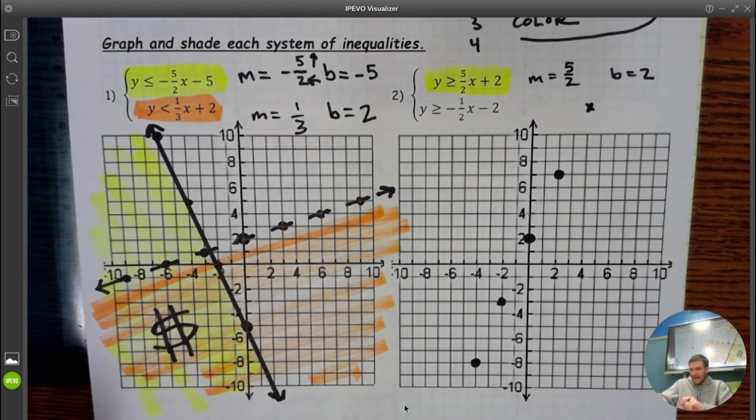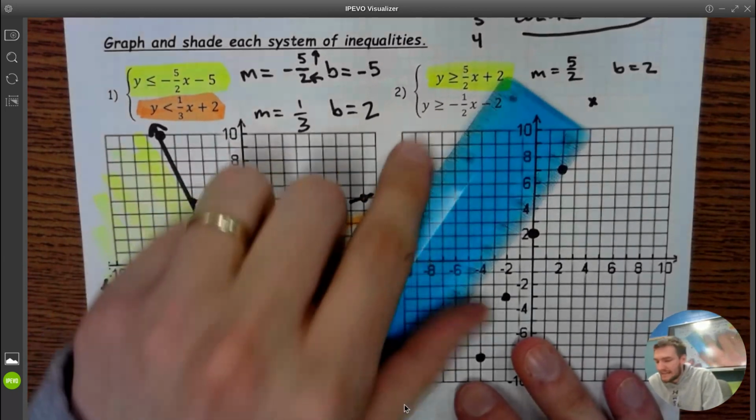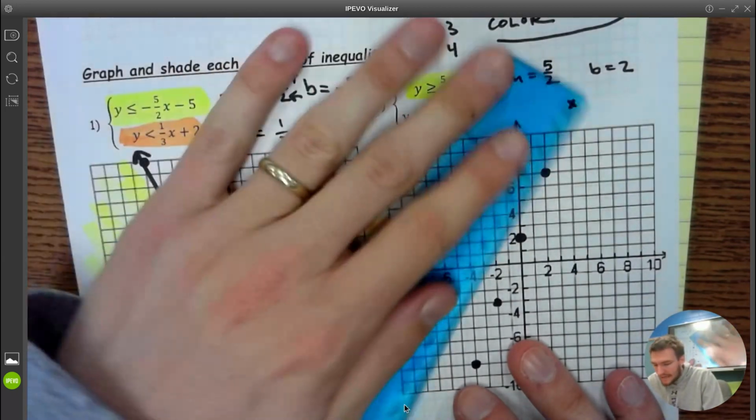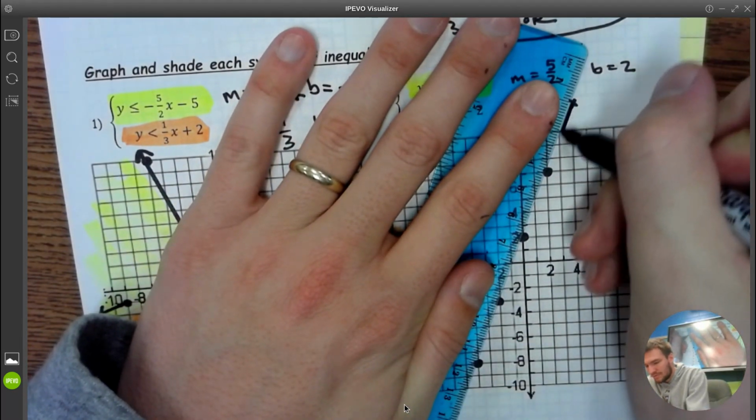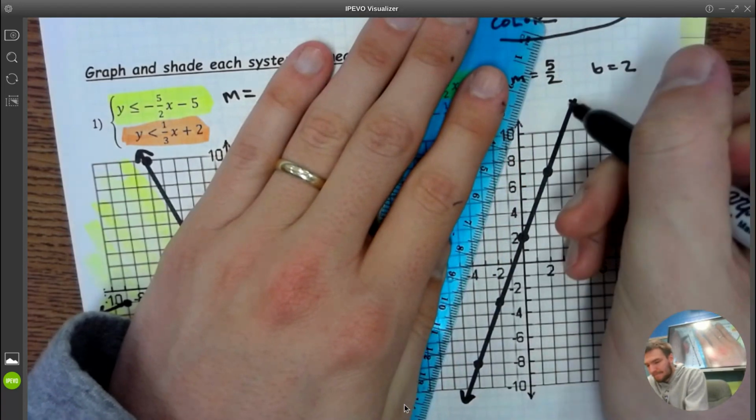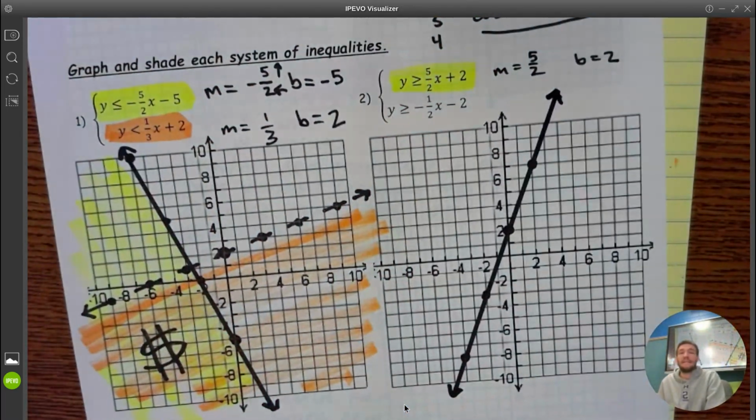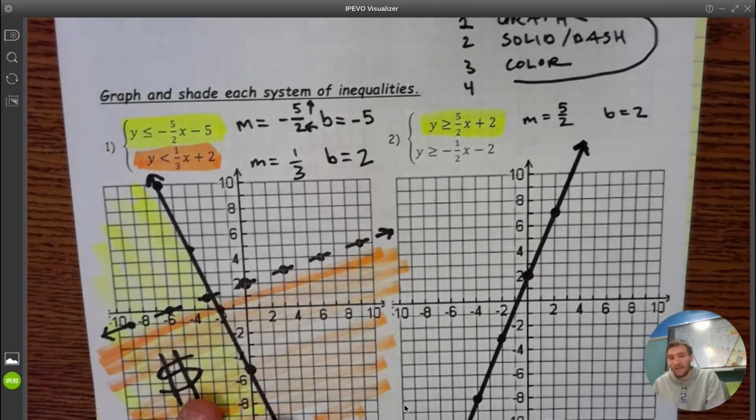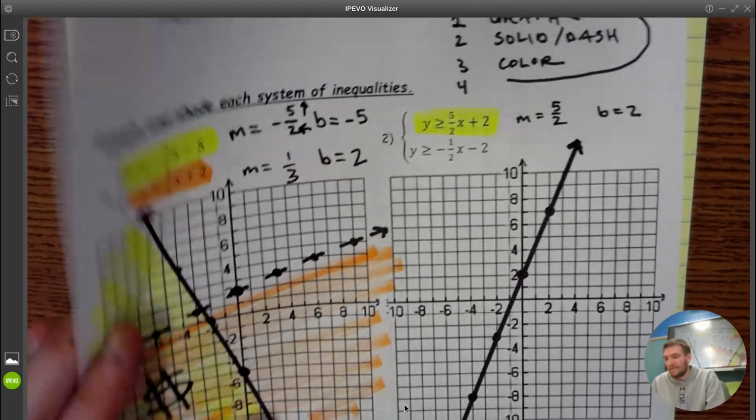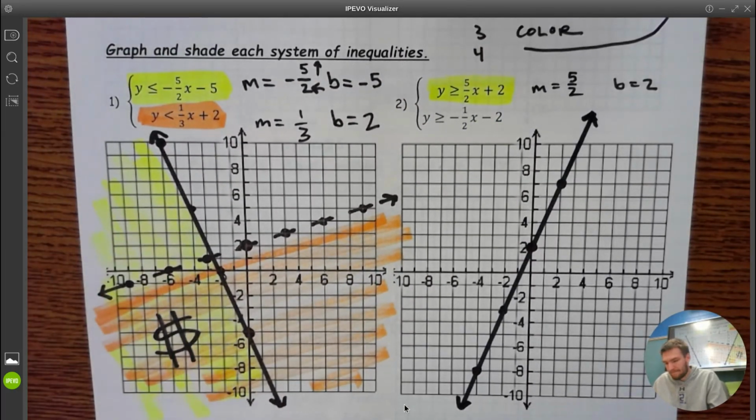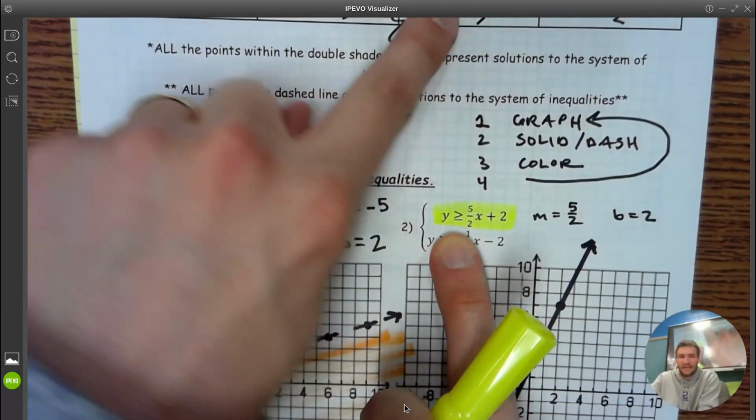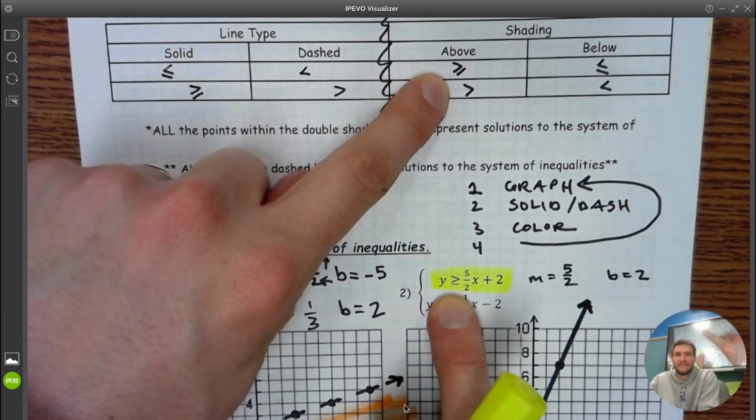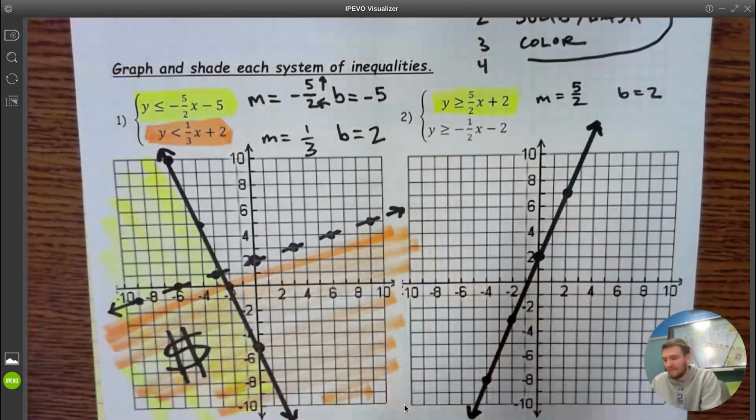Now I'm going to pause before I draw the line. Is this one going to be solid or dashed? I see that right here I have the equal sign. We're going solid. Nice, a nice solid line. And the last step is to color. Am I coloring above or below this line? What do you think? I see it as a greater than symbol, which I see right here in the above section. I'm shading it above.